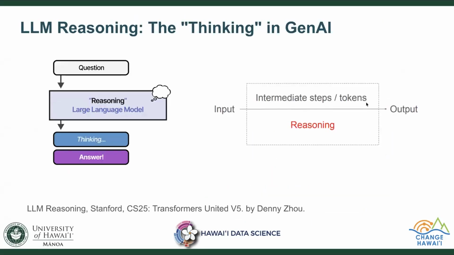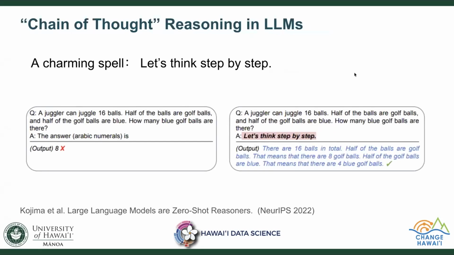So what is reasoning in large language models? For the general definition, it's the thinking process in those generative AIs. For example, if you input something, it will give some intermediate steps or tokens before output. Next page, we will give an example of how those models reason. Yeah, like the left example.